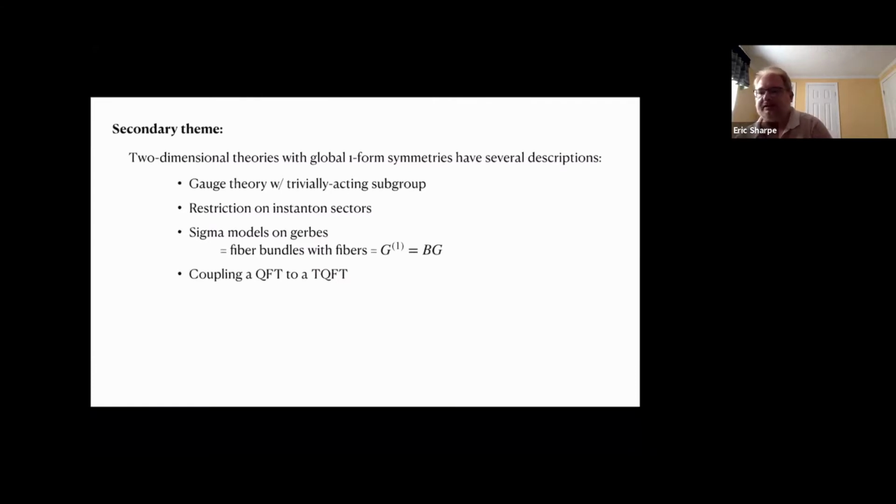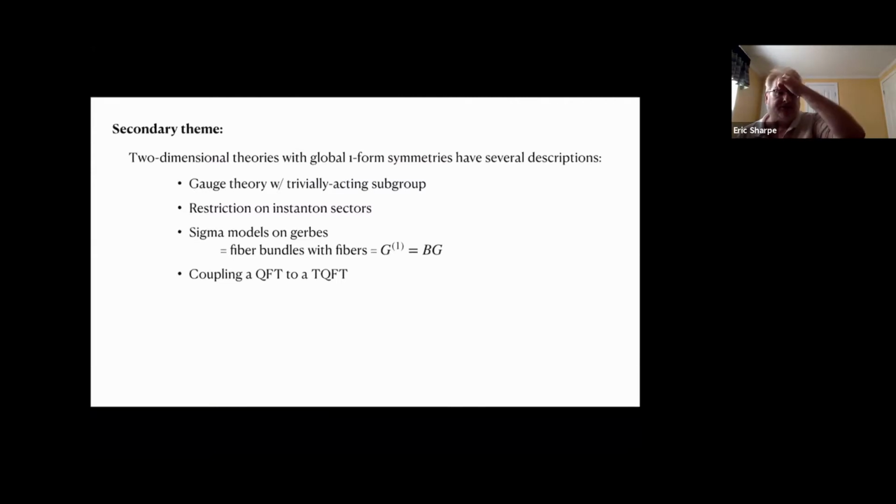So a gerbe is basically a fiber bundle in which the fibers are copies of the one-form symmetry group, which is sometimes denoted G1, but in this talk I'll be denoting by a BG. So if I have a sigma model on the total space of a principal G bundle, that sigma model will have a global G symmetry from translations along the fibers. And the same thing is true here. If you have a sigma model on a gerbe, then there'll be a global symmetry due to translations along the fibers. The only difference here is that the global symmetry is a one-form symmetry rather than an ordinary zero-form symmetry.